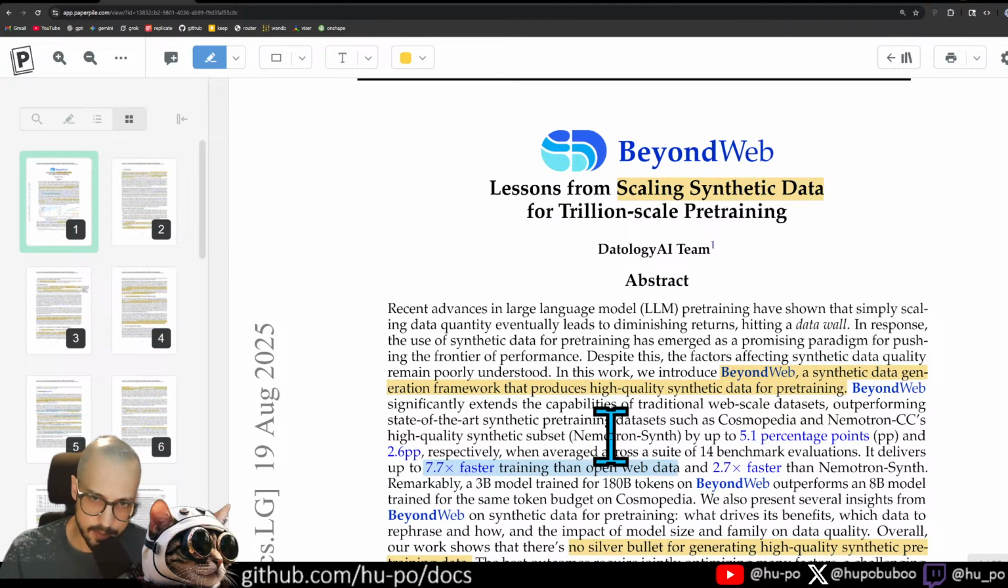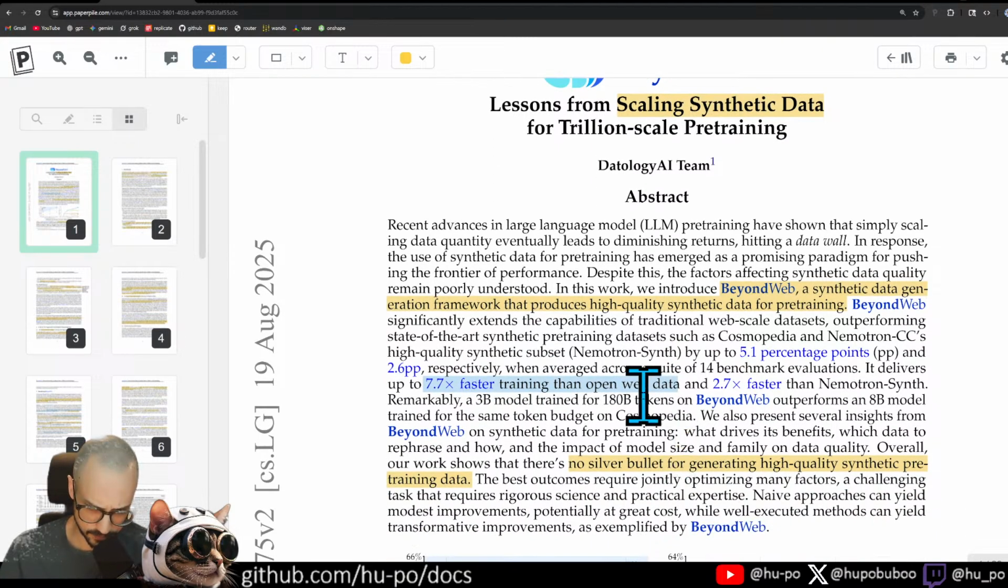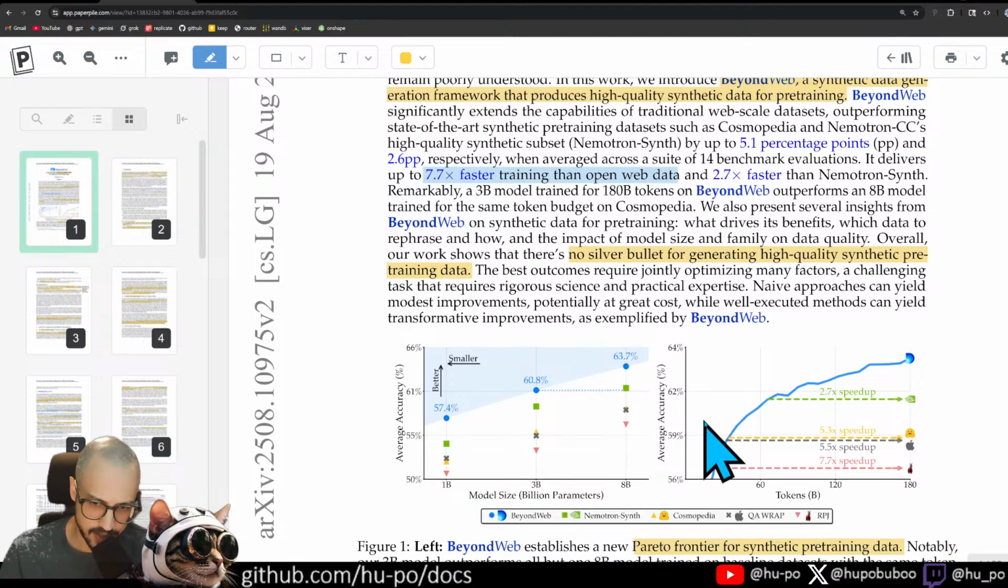So what is Beyond Web about? Beyond Web is a synthetic data generation framework that produces high-quality synthetic data for pre-training. Okay. 7.7 times faster than training on open web data. And ultimately, the conclusion of this paper is that there's no silver bullet for generating high-quality synthetic pre-training data.